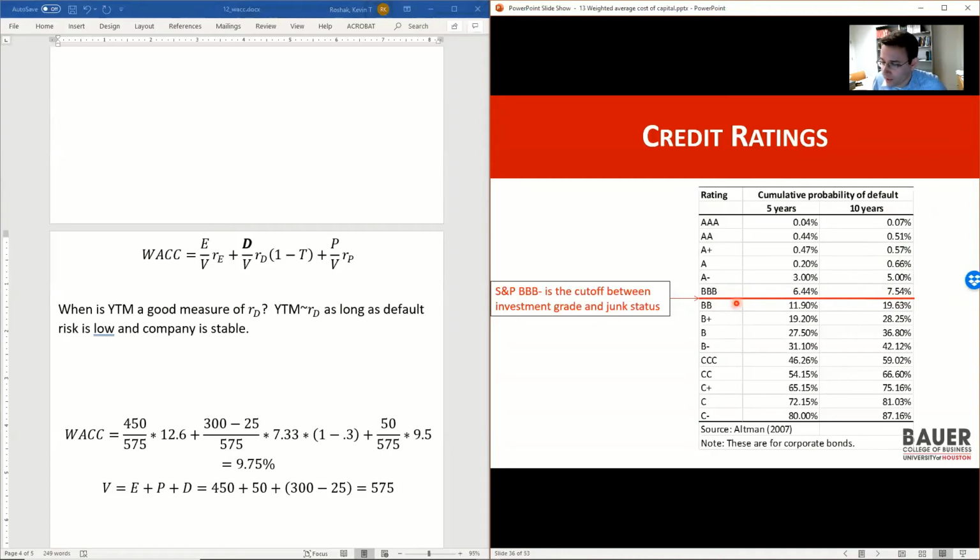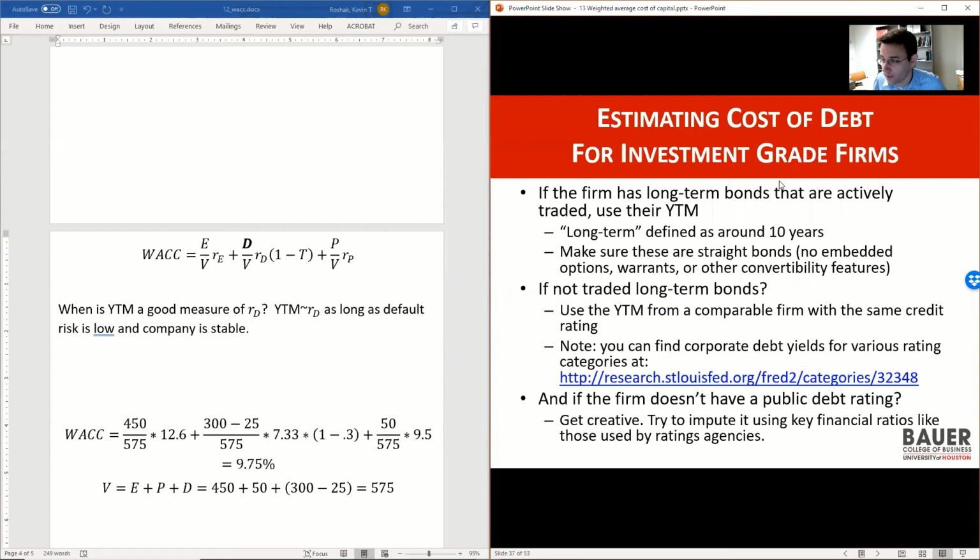And when we cross this red line, we officially move into what's called junk, high yield bonds. Then we see that the probability of default starts to be quite meaningful, right? 20% in 10 years, all the way up to 87%. So now there's a pretty good shot that the bond is going to default. For companies below this red line, the default risk is too high. WACC is not going to be good. You need something else. There's just not enough stability to use WACC appropriately.